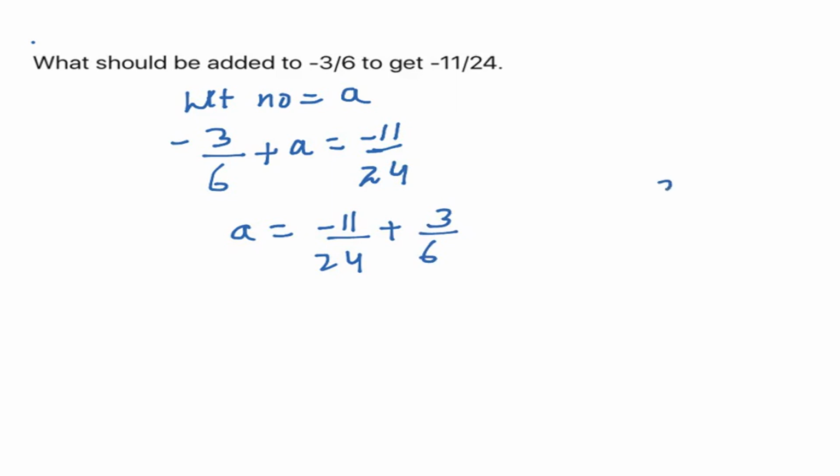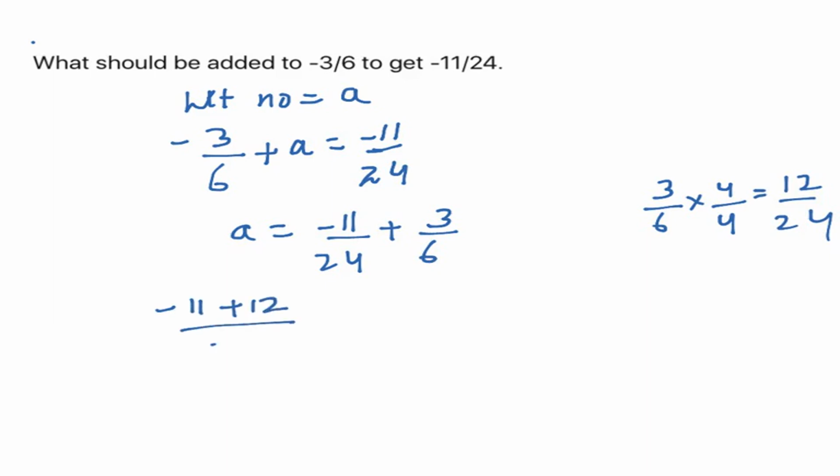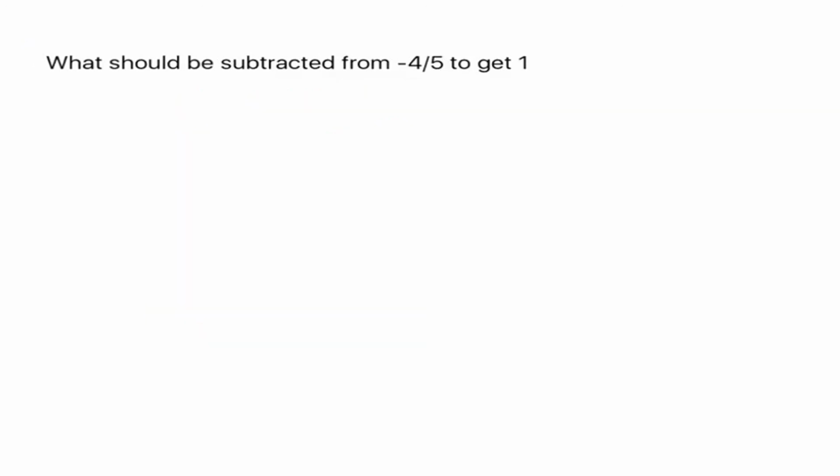Again, we have to make the denominator the same. So here we will multiply by 4, as the LCM of 24 and 6 is 24. It will give us 12 by 24. So we can write it as minus 11 plus 12 by 24. It will give us 1 by 24.